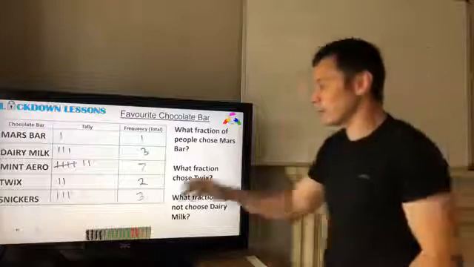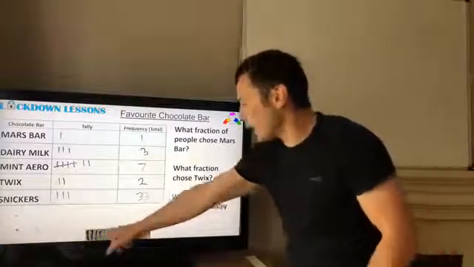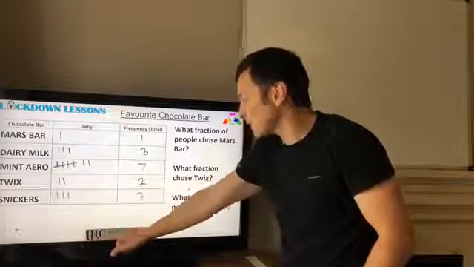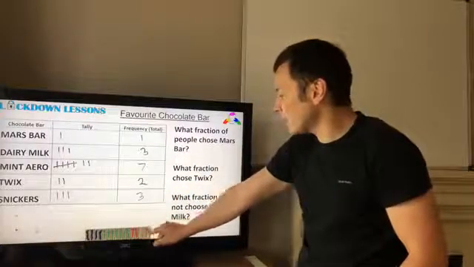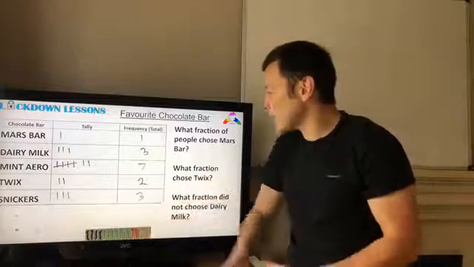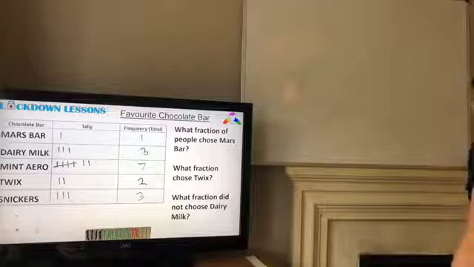So you have a look at the worksheet, don't worry, it's done there for you, that's the bar. So using that bar, black is Mars bar, blue is dairy milk, green is Aero, red is Twix, and the plain yellow is Snickers there. So what fractions chose each one? You might not need the bar to do that.